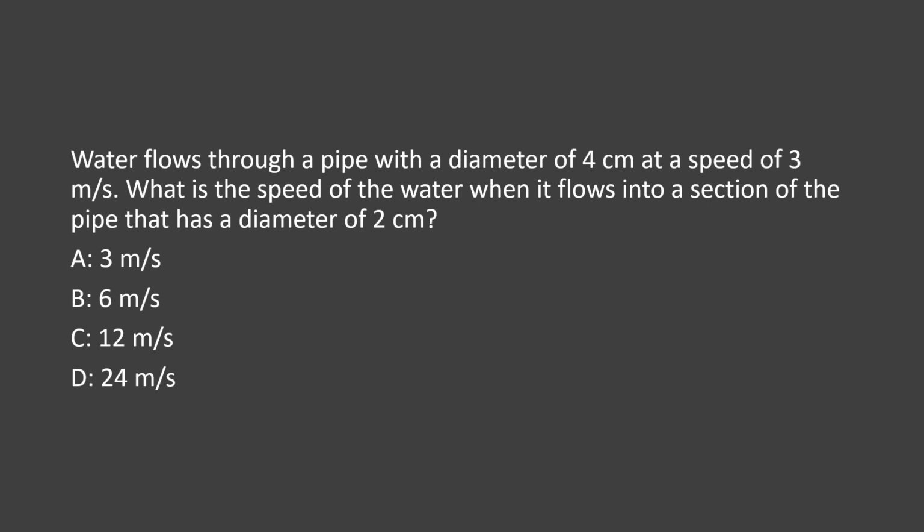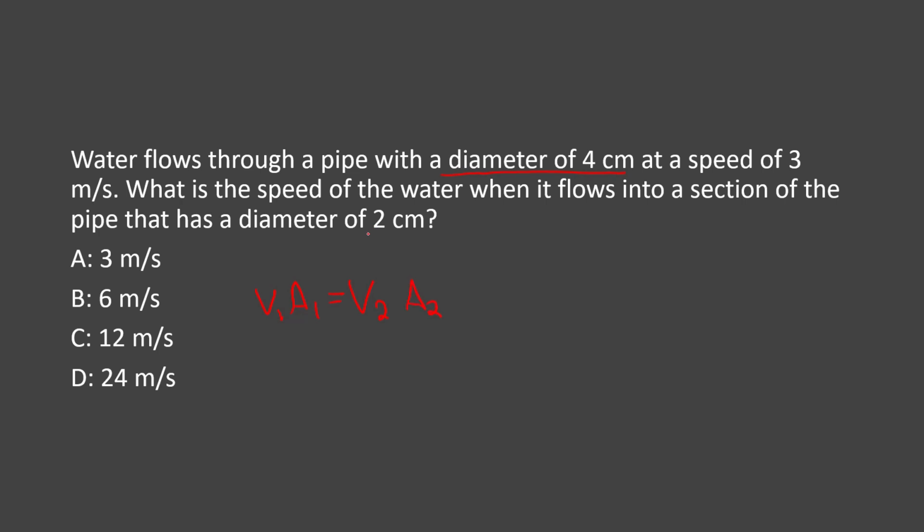All right, so we are told that water is flowing through a pipe, and we're given the diameter of the pipe, and it's at a speed of 3 meters per second. What is the speed of the water when it flows into a section of the pipe that has a diameter of 2 centimeters? Right, so it's a V1A1 equals V2A2 problem.